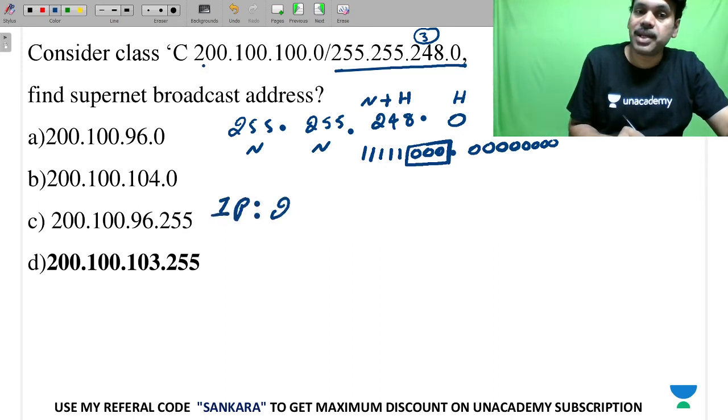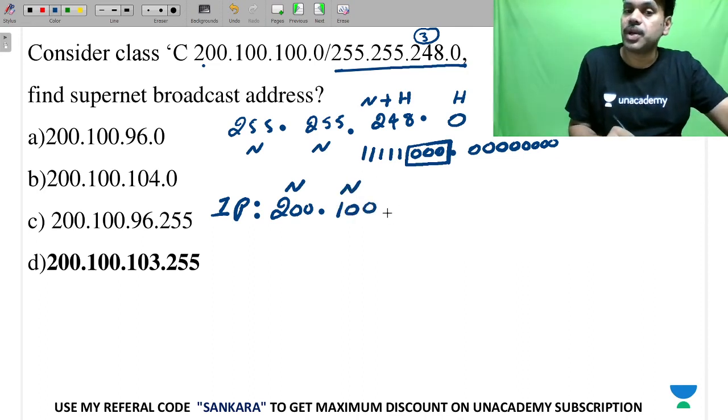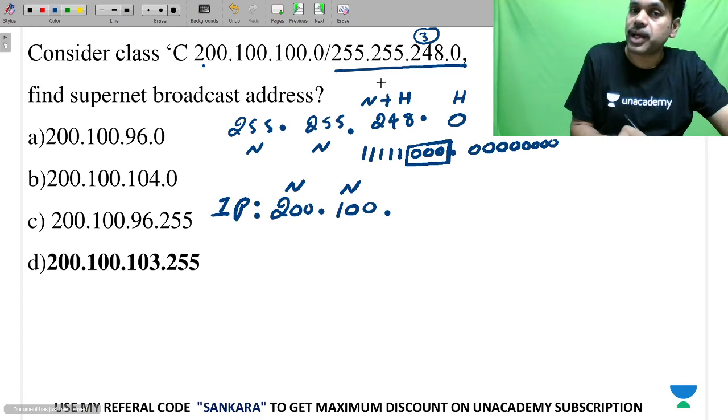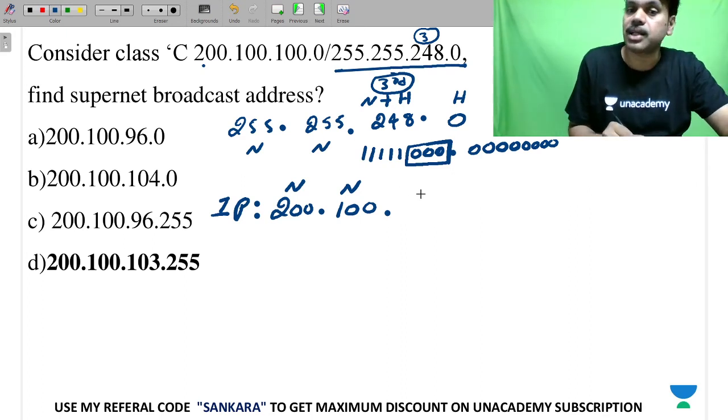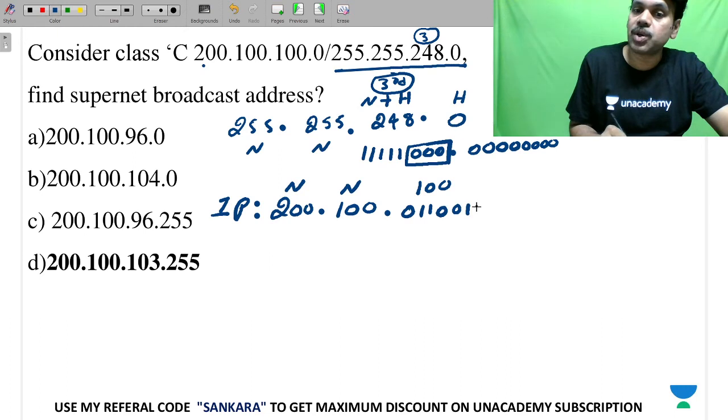Your given IP is, this is NID, we are not going to touch. This is also NID, we are not going to touch. But in this third octet, some bits are NID, some bits are HID. Therefore, write that into binary. So 0, 1, 1, 0, 0, 1, 0, 0, 1, 2, 3, 4, 5, 6, 7, 8.